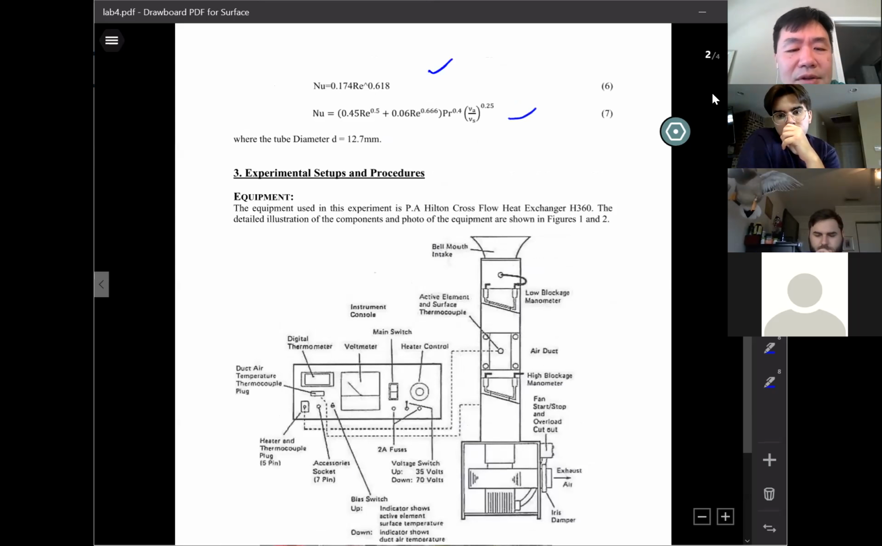Okay, look at this, Reynolds. The first equation, equation 6, is Nusselt number equals... it's very simple. It's just Reynolds number on the right hand side. So Nusselt number is strongly related to Reynolds number.